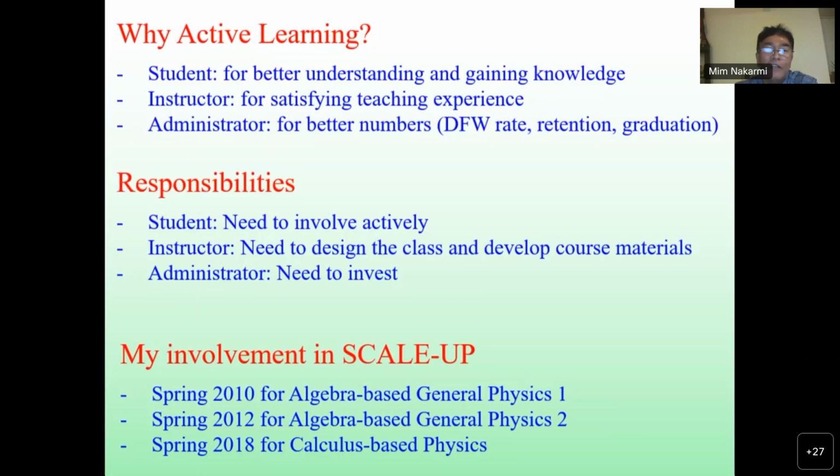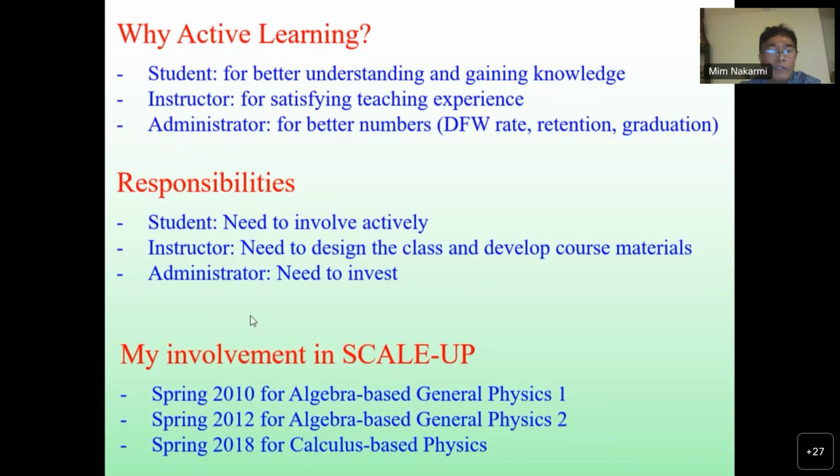And administrators also don't get it for free. They have to invest some money for development of infrastructure, development of the material, development of the classrooms, right? And also need to buy some instruments which are suitable for the active learning techniques.